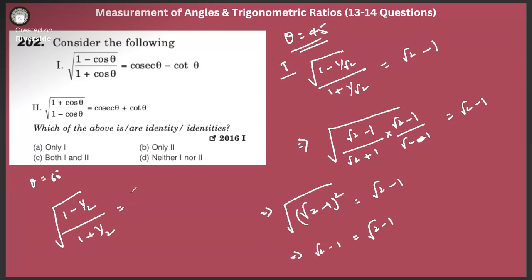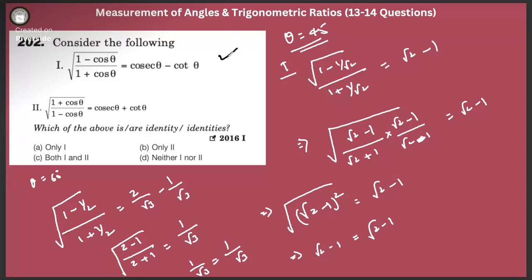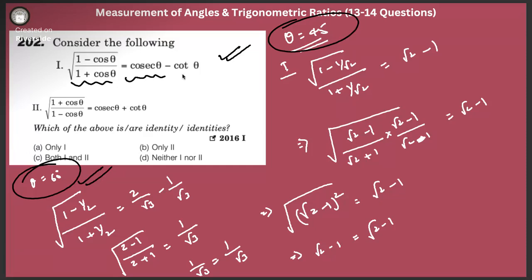Cosec 60 is 2 by root 3, sin 60 is root 3 by 2, cot 60 is 1 by root 3. So (2 minus 1) divided by (2 plus 1) gives 1 by root 3, and the other side is also 1 by root 3. So the first one is correct for two values, and it cannot be a coincidence that it is correct at two particular values. As Haripriya also says that it's an identity, we will accept what she is saying as correct. Okay, so our first one is correct.